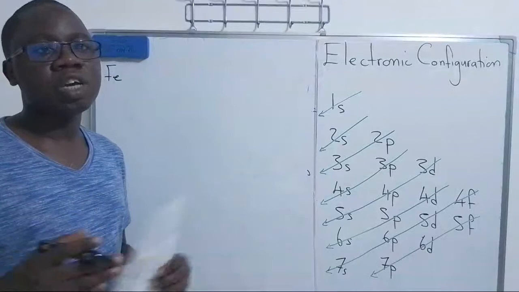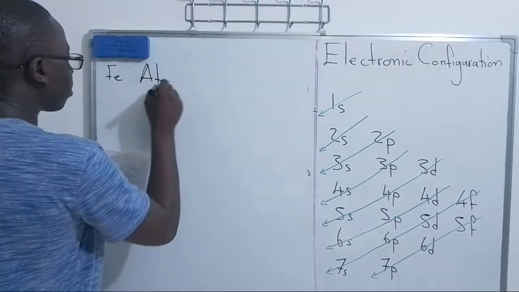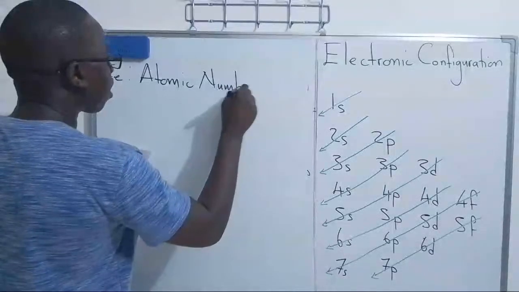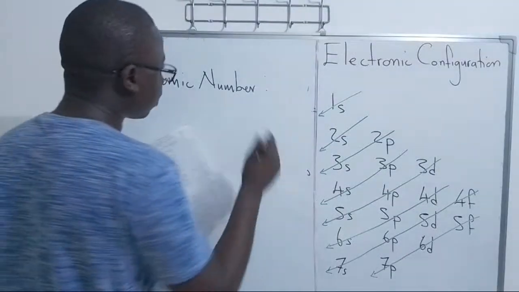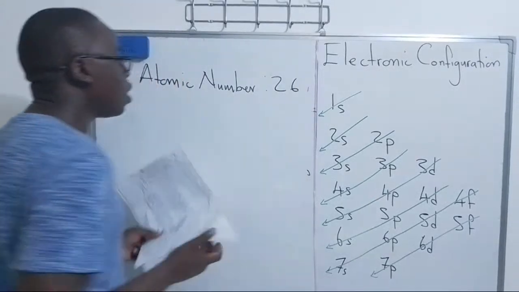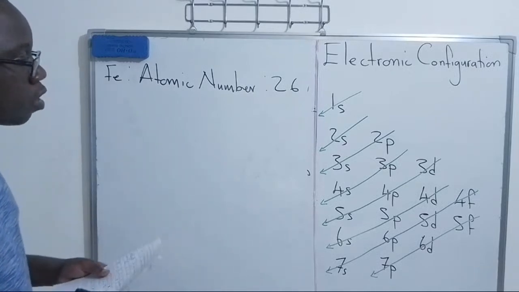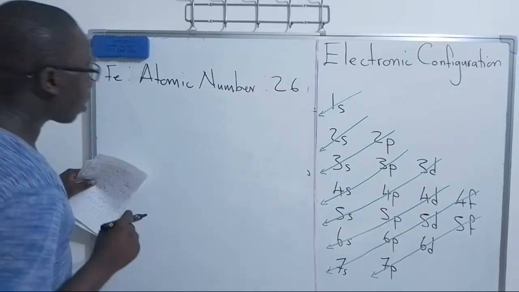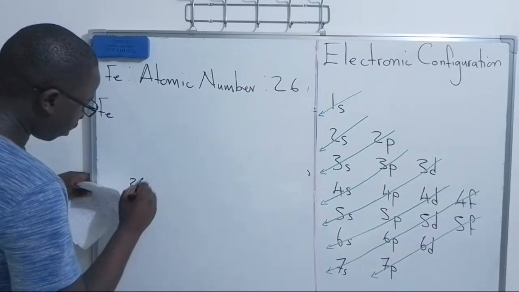So let's look at iron and remember the atomic number. The atomic number of iron is, when we go to the periodic table, the atomic number of iron is 26. Now, when it comes to this atomic number of 26, we can write the electronic configuration of this element. So let's write the electronic configuration. So we have 26 electrons.